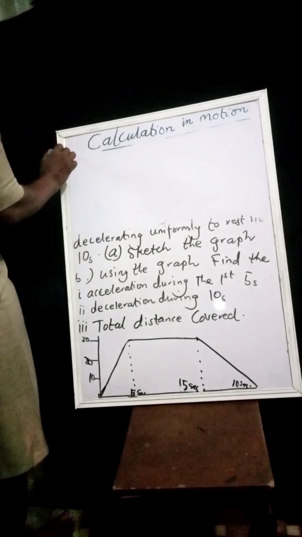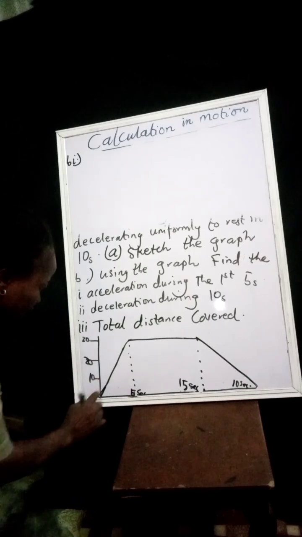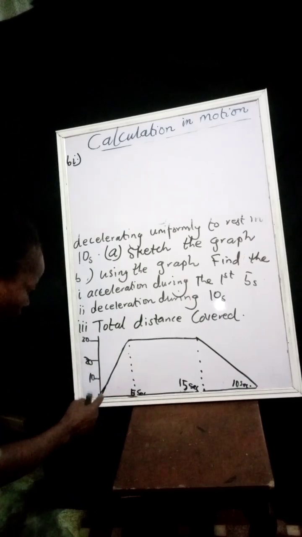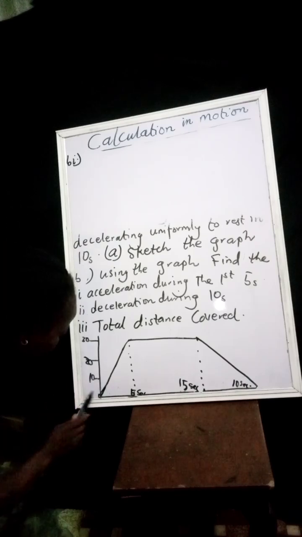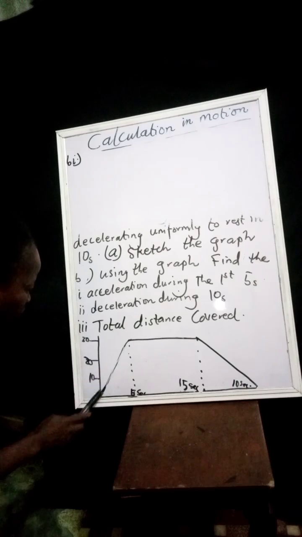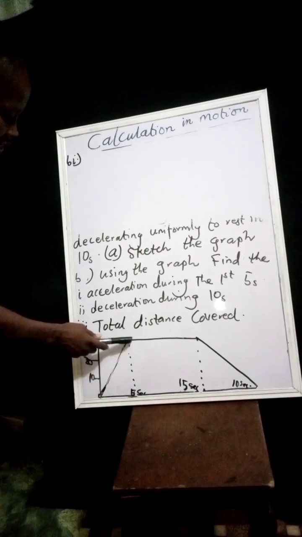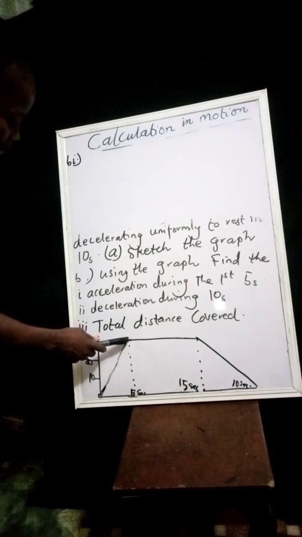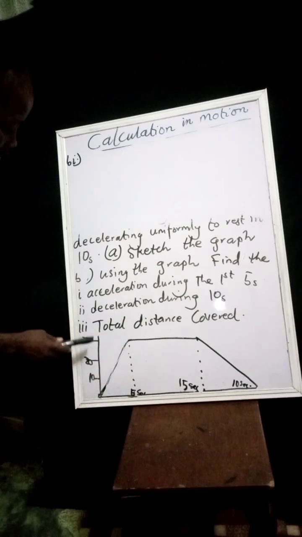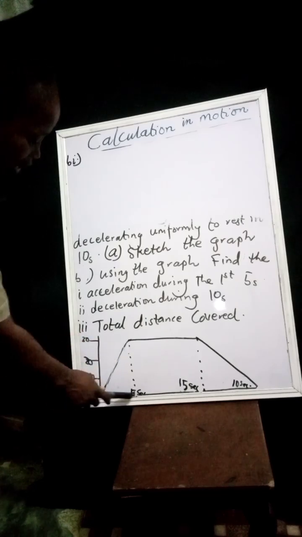He said the acceleration during the first 5 seconds. The first 5 seconds is here. This is accelerating uniformly. So this is the point of acceleration. How do we get it? The velocity change from here to here is 30, and from here to here is 5 seconds.